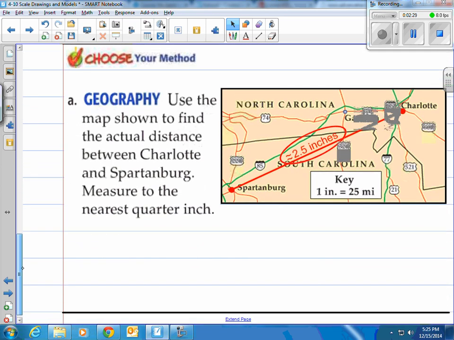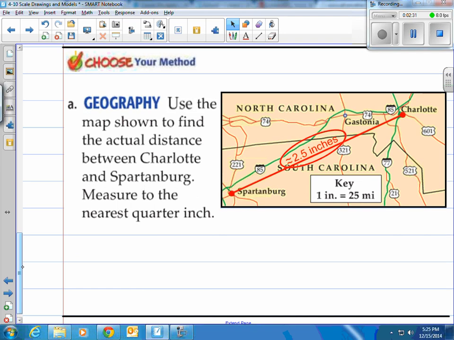All right. How about you try it? Come on back, see how you did. It says use the map shown to find the actual distance between Charlotte and Spartanburg. Measure to the nearest quarter inch. All right, take a look at the key. There's our scale. And I've already done the measurement for you. It's about 2.5 inches right there.